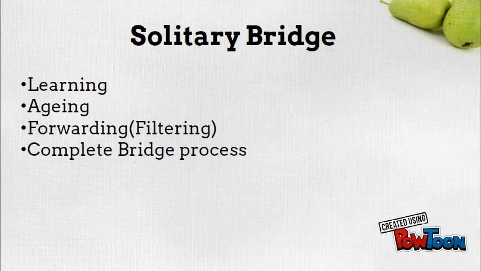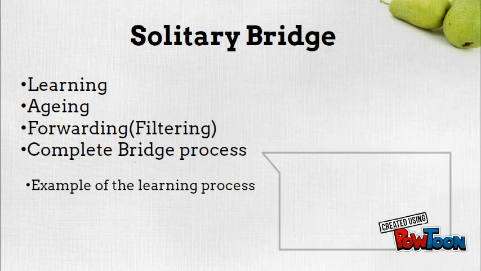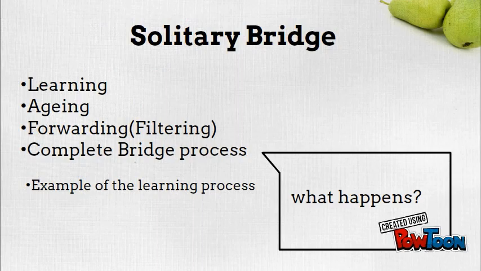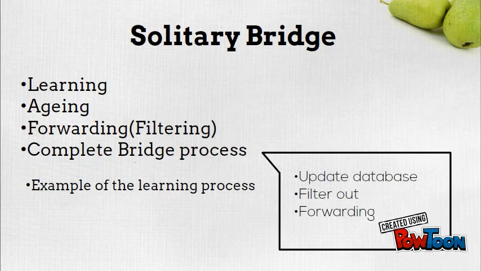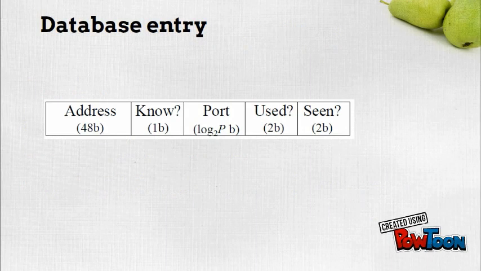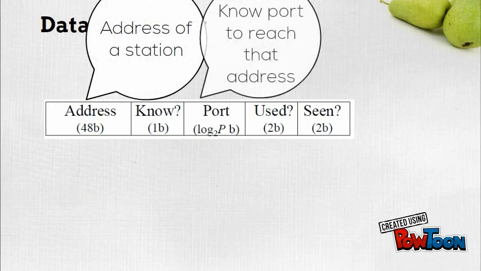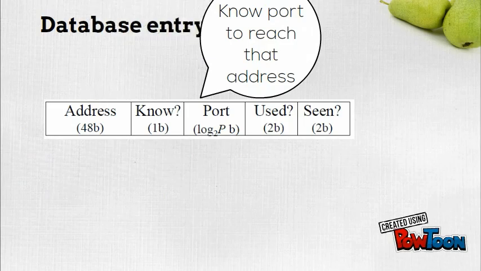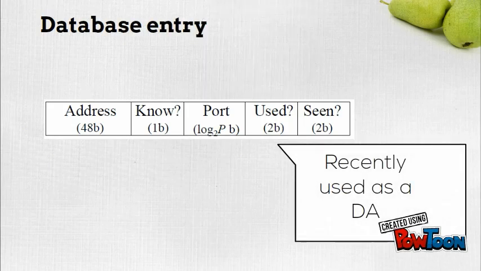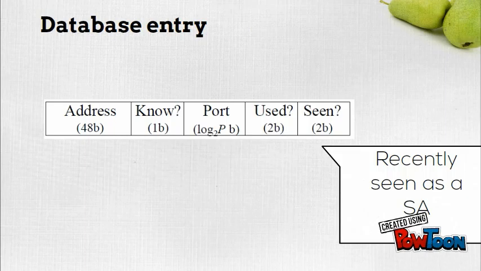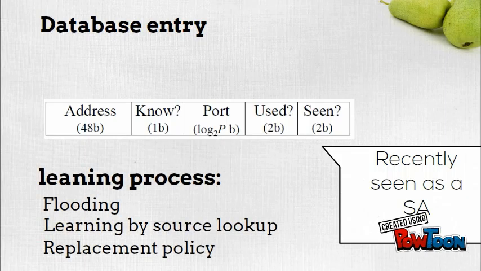In transparent bridging, it first introduces the learning, aging, and forwarding processes, and then describes the details of the complete bridging process. In addition, it will use an example to show how the learning process works. A basic knowledge you need to know is that a database entry includes the address of the station, the port to reach that address, recently used as destination address, and recently seen as source address. Apart from this, the learning process includes flooding, learning by source lookup, and a replacement policy.